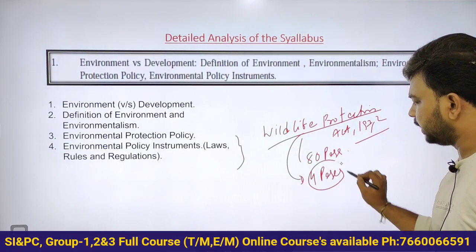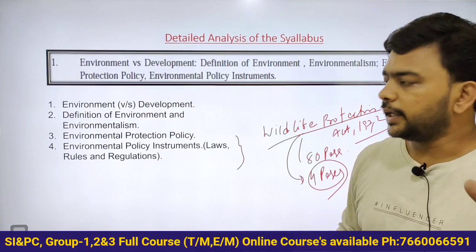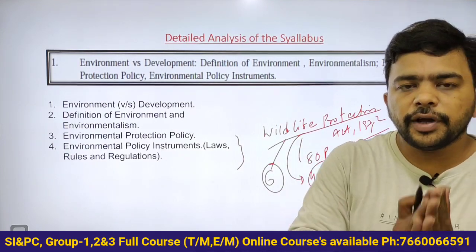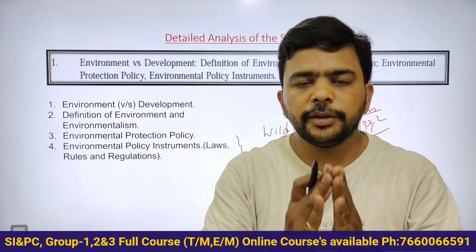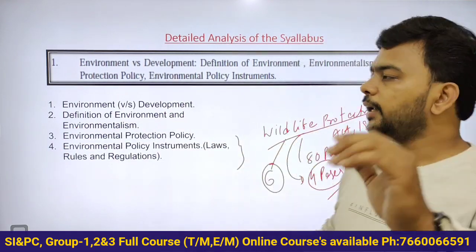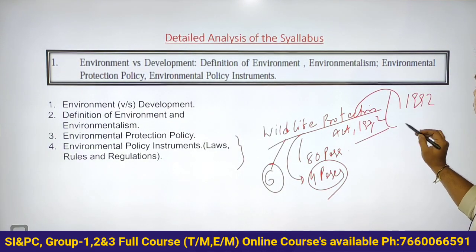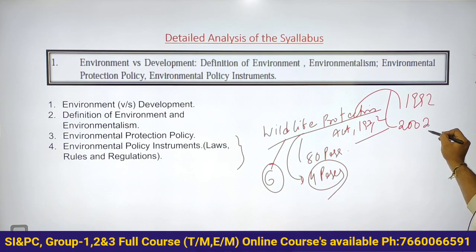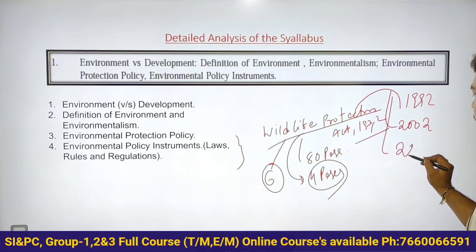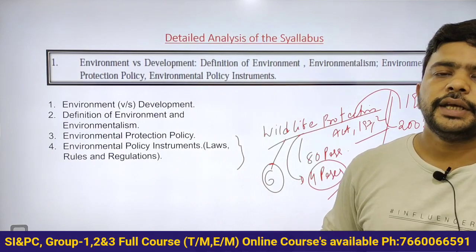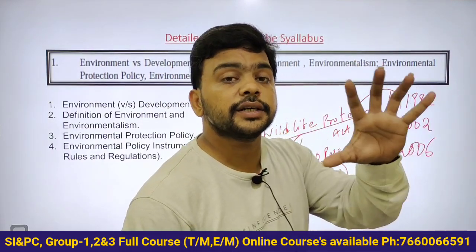Understand this very clearly. What is the Wildlife Protection Act? How many schedules does it have? 6 schedules. What are the list of animals in Schedule 1? What are the list of animals in Schedule 2? When was the Wildlife Protection Act amended in 1992, and why was it amended? Then it was amended in 2002 for what purpose? Then it was amended again in 2006 for what purpose? All these things we will discuss in the class in a simplified and structured manner.